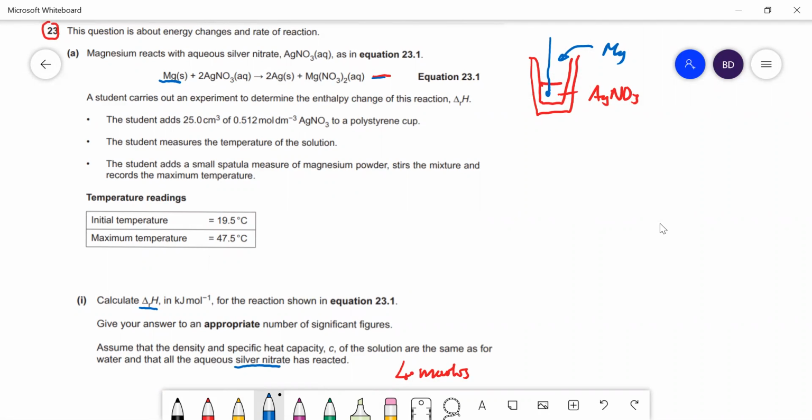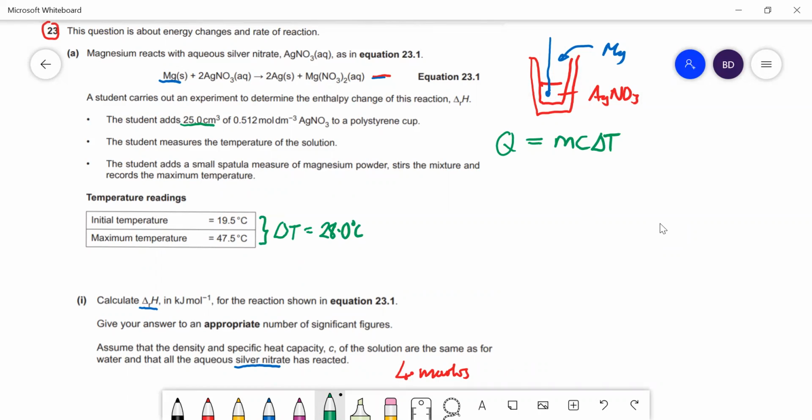Okay, so the equation we need to use for this is Q equals mc delta T. Q is the heat released in the reaction in that polystyrene cup. M is the mass of solution in there, which is going to be 25 grams because we've got 25 centimeters cubed. C is the specific heat capacity of water, which you've got on your data sheet. And delta T we work out from here, the change in temperature, which is 47.5 minus 19.5, that's 28.0 degrees C.